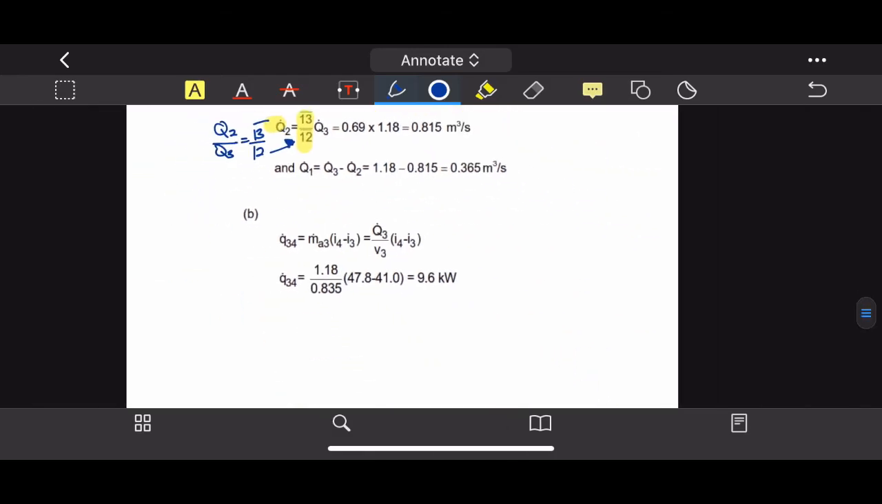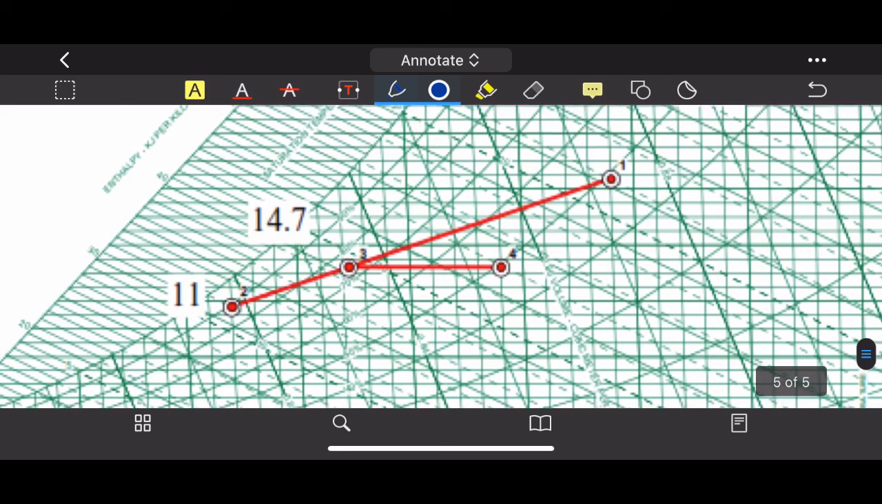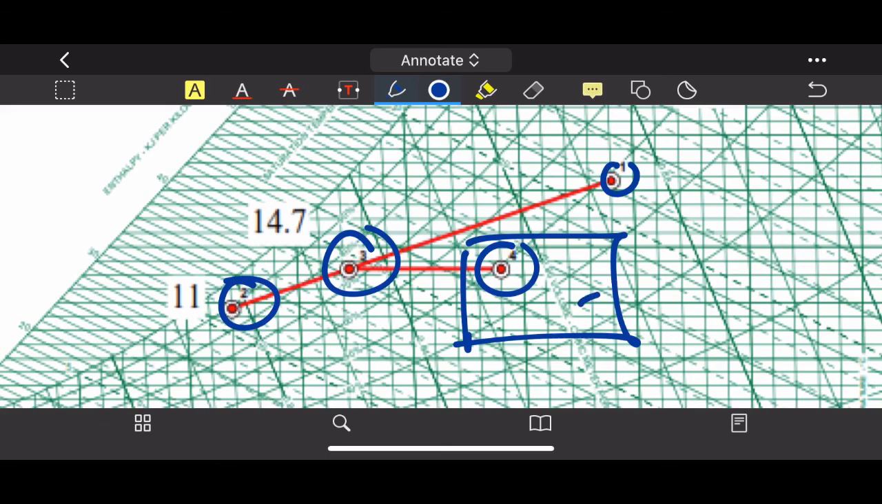Yeah, so let's go to the graph. Okay, so point 1 and point 2 is where you have the condition of mixing, and 3 and 4 will be the condition that they want to maintain. So 4 is the maintained space. Usually maybe this is the equipment room that you want to maintain.